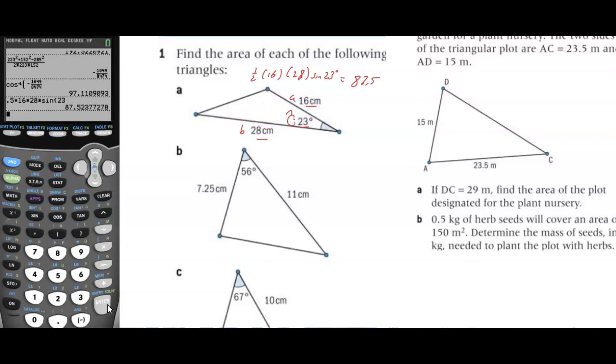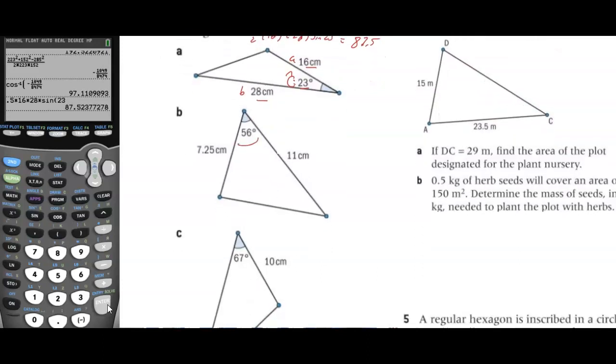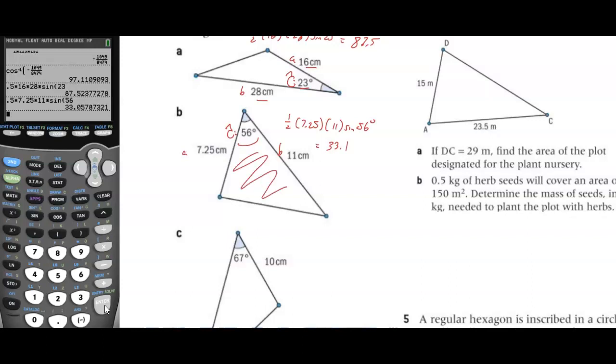All right, let's go to the next one. So this one, oh good, included angle again. So we have side a, we have side b, and then the included angle is angle C. So we're going to do 1/2 times a, 7.25, times b, 11, times the sine of 56 degrees. And that's going to be, let's see, 0.5 times 7.25 times 11 times sine of 56 degrees. And the answer is 33.1. So that would be this area here, right?